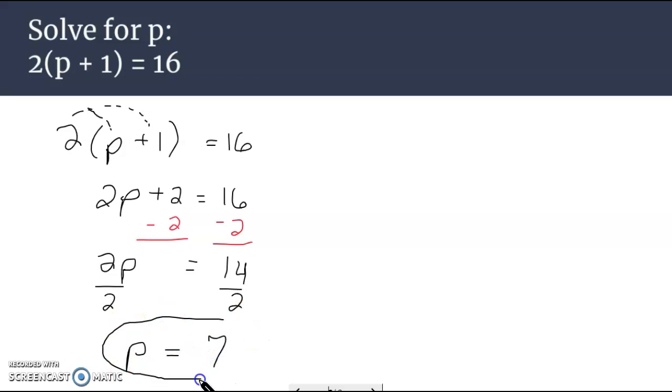And remember, you can always check your answer by substituting it back into the original.